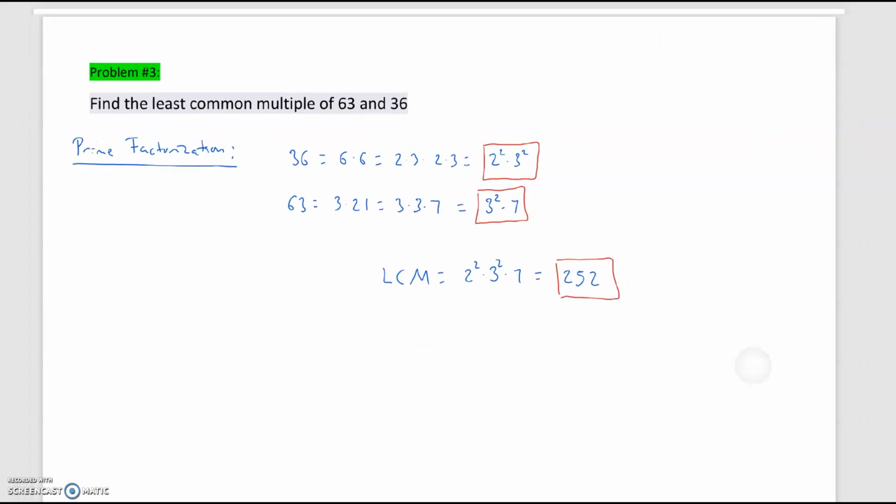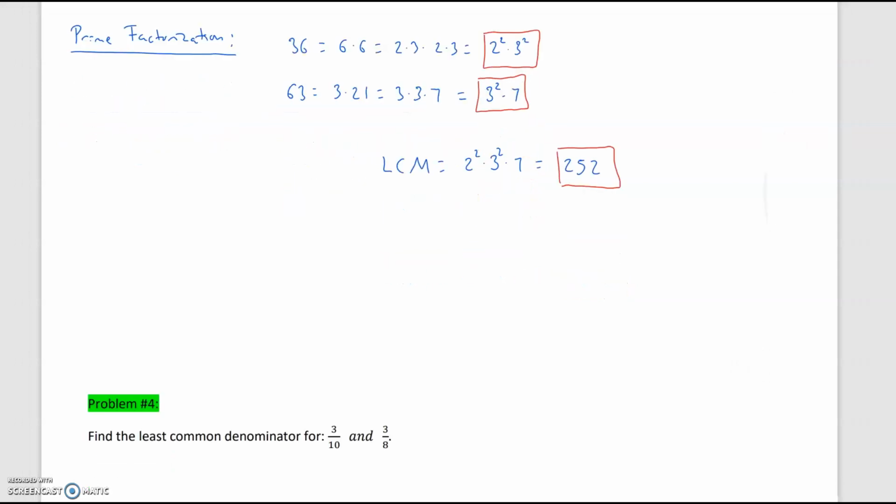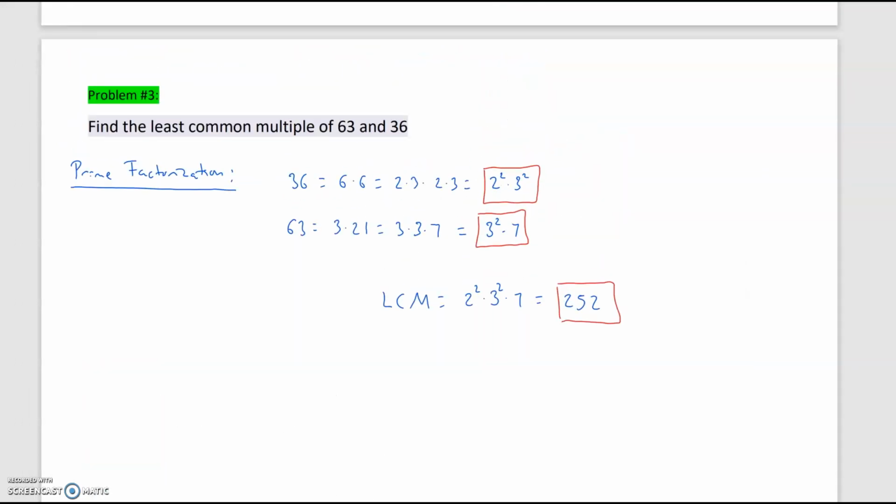That's actually it for these problems. I'll put the other ones, which actually deal with the common denominator, in another video.